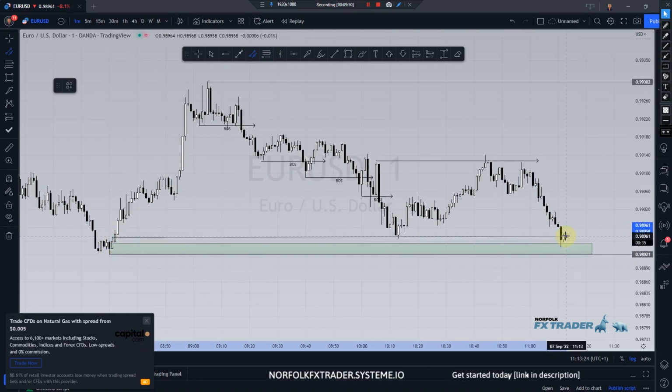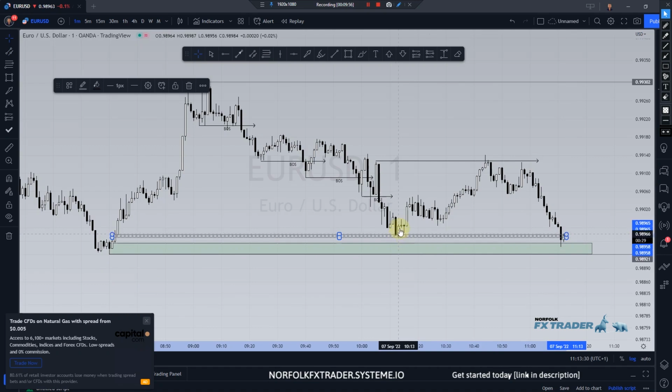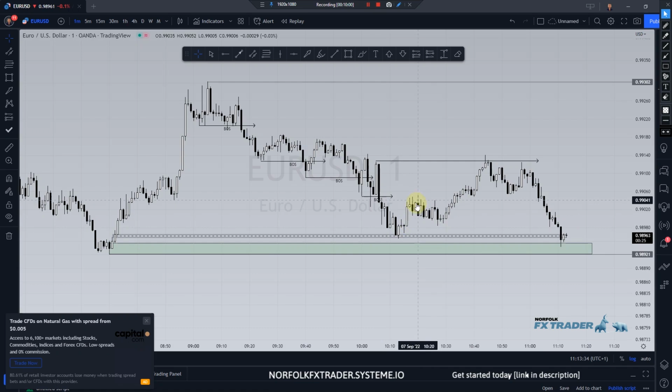Now, this area of imbalance, it's a very small area, but it's an area left over. This got filled on this first test. That's why we see the bounce up from here. There are orders sitting within this area of imbalance, a hidden block of orders left behind. The market's come in, we've seen that bounce away. We haven't yet taken this high fully, closed it, but we did wick through it.